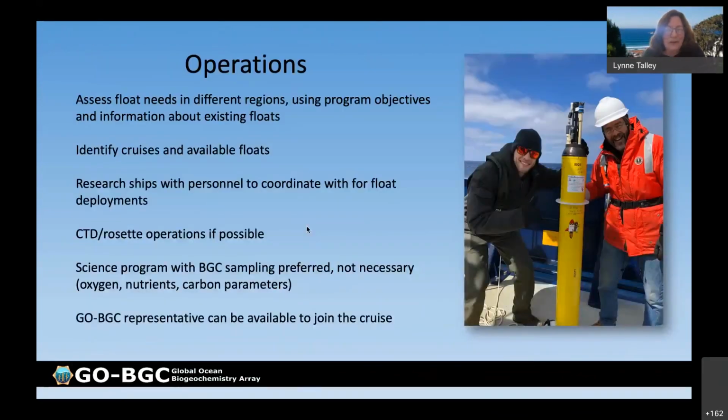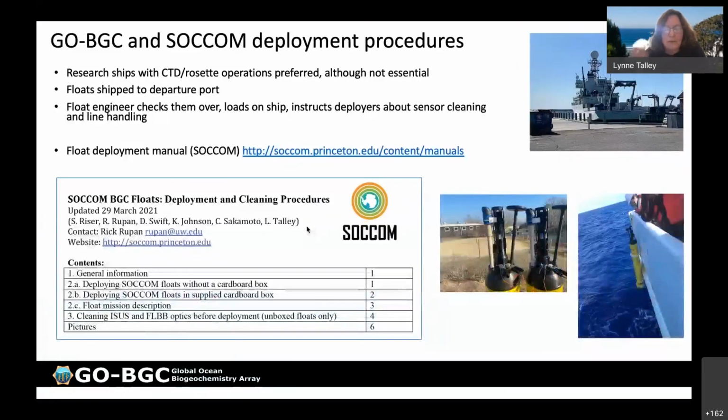When we go to sea, here's what we need to do. We have to figure out where the cruises are, where the floats are, find the ships, see what there is going with CTD Rosette operations. We prefer to have that science program on the ship so that we can get validation measurements. And we need to have somebody on the ship who we can coordinate with directly as the floats go in. For GO-BGC and SOCOM, we can send someone to join the cruise if you have a ship available.